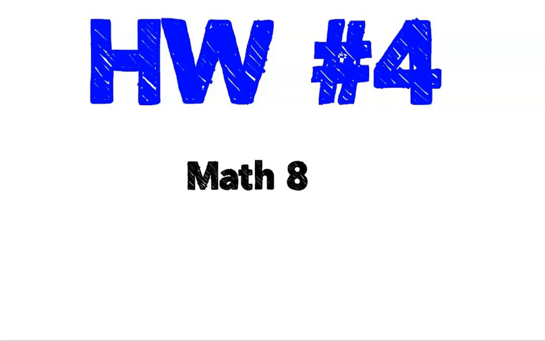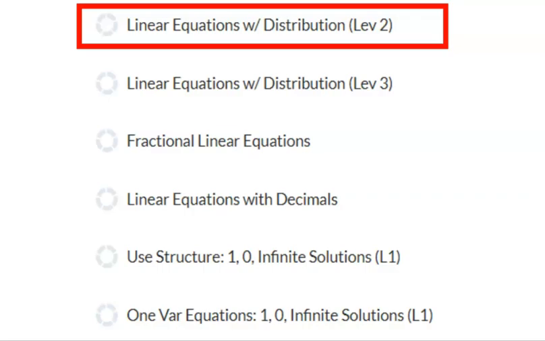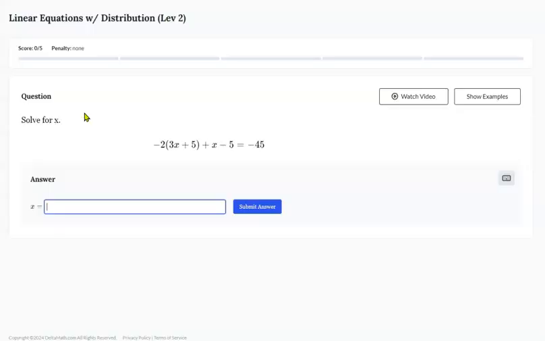Let's take a look at the questions on homework number 4. The first topic is linear equations with distribution. So in this question, you want to take this coefficient -2 and multiply it by all of the terms inside the parentheses.